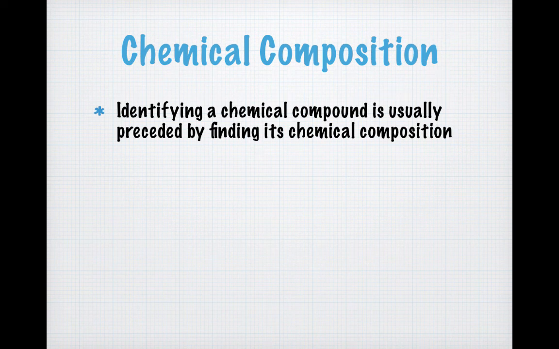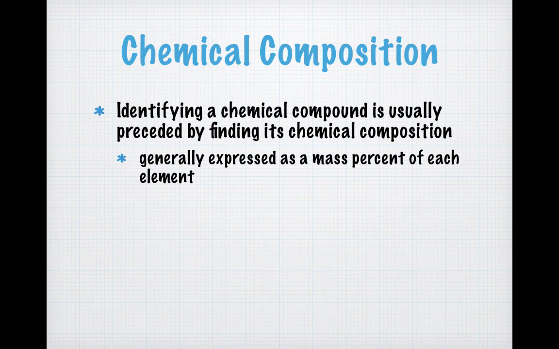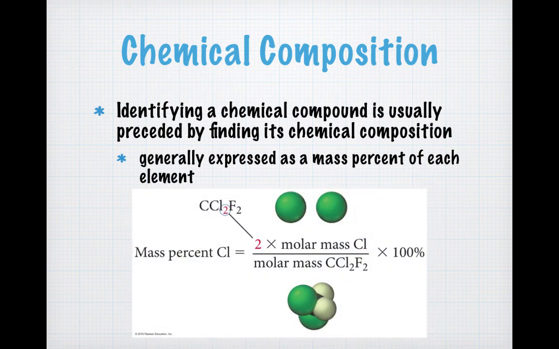Let's look at chemical composition. Whenever we're trying to identify an unknown chemical compound, normally what we do first is to try to find its chemical composition. And these types of analyses usually express each element in some sort of mass percent, or maybe even in the actual mass of each element in your particular sample. So we can take a look here, and if we want to calculate the mass of a particular element that we would expect to find in a given compound, here we have CCl2F2, which is a chlorofluorocarbon.